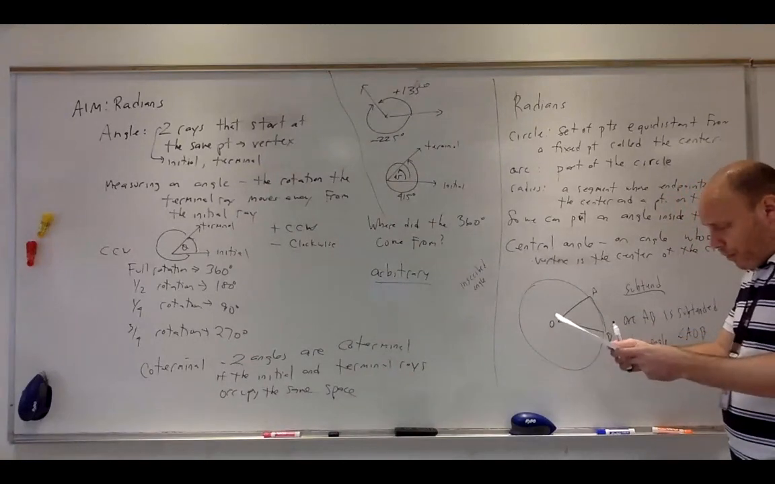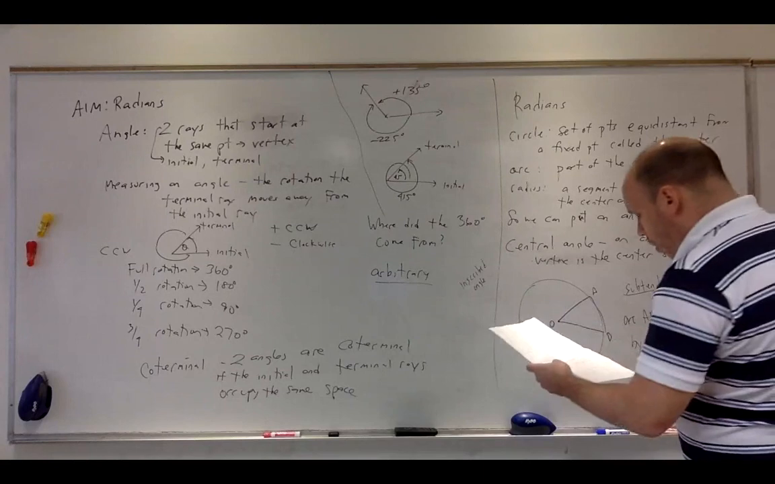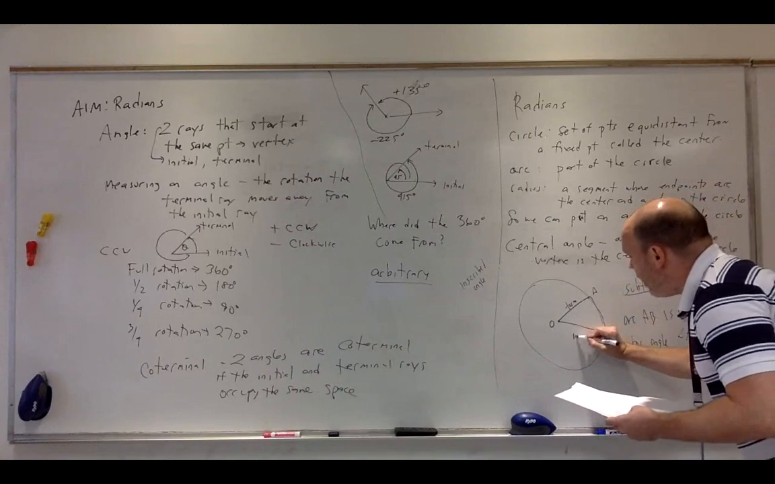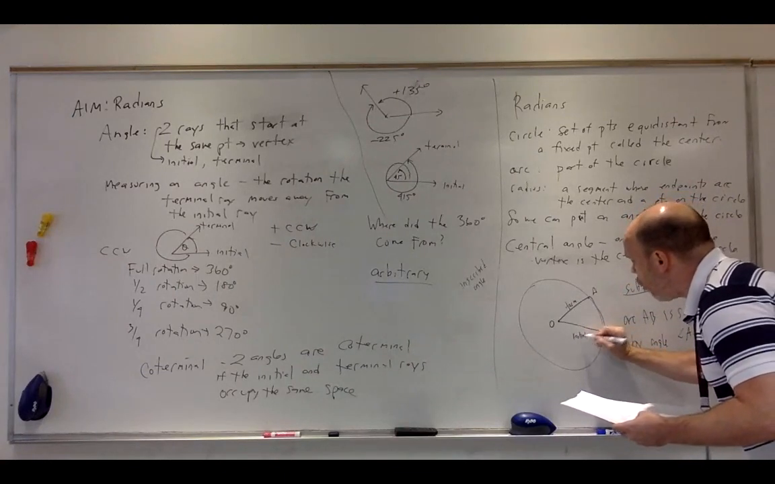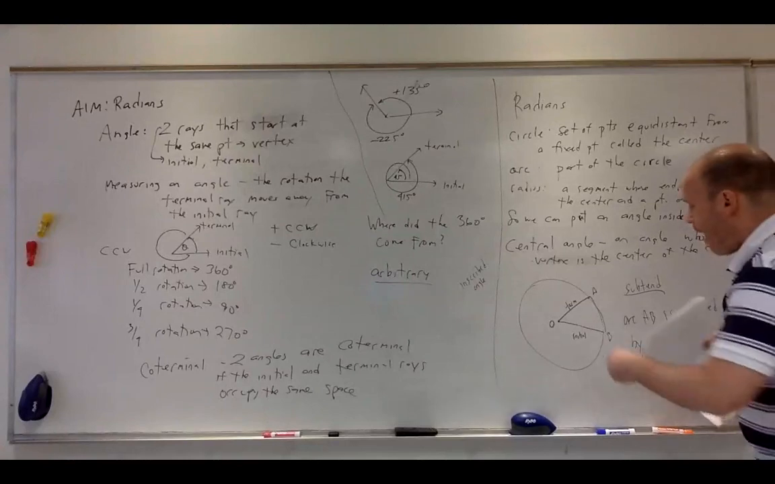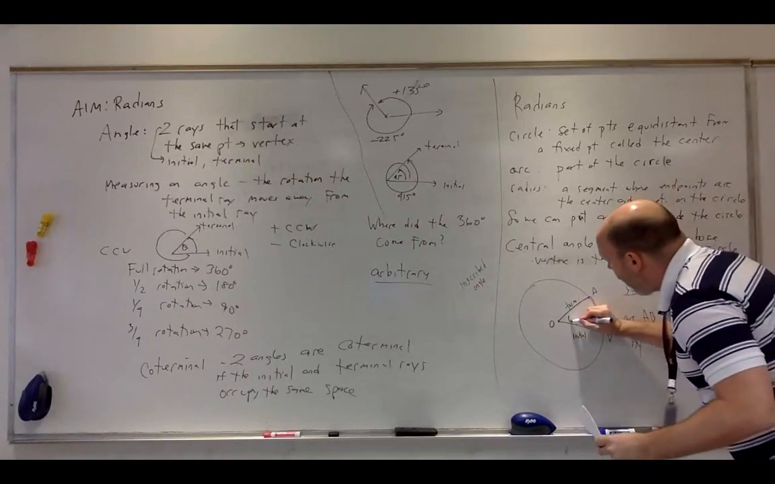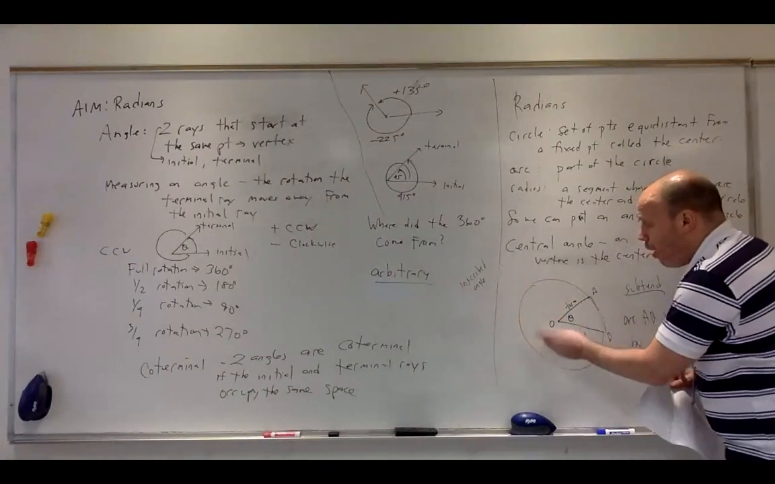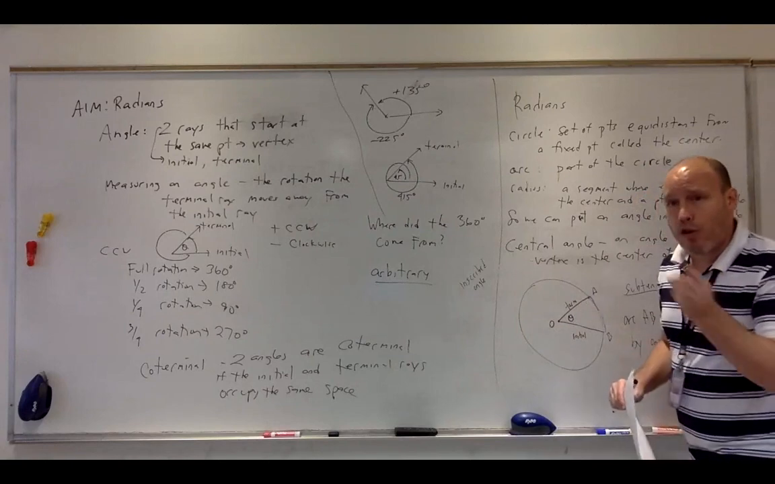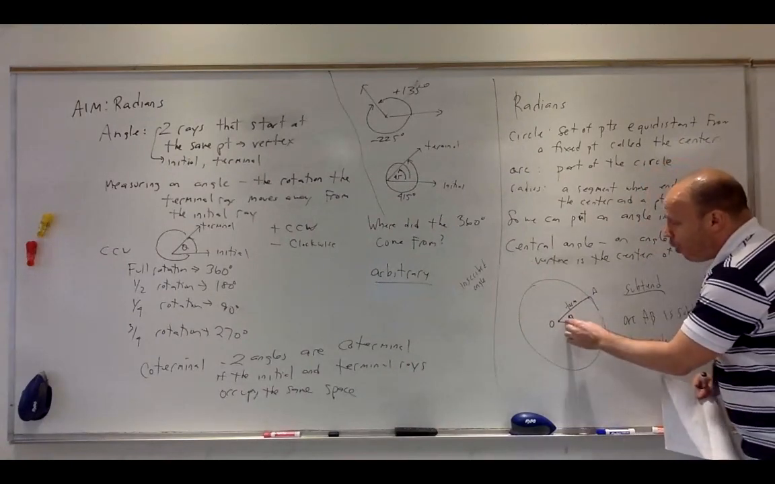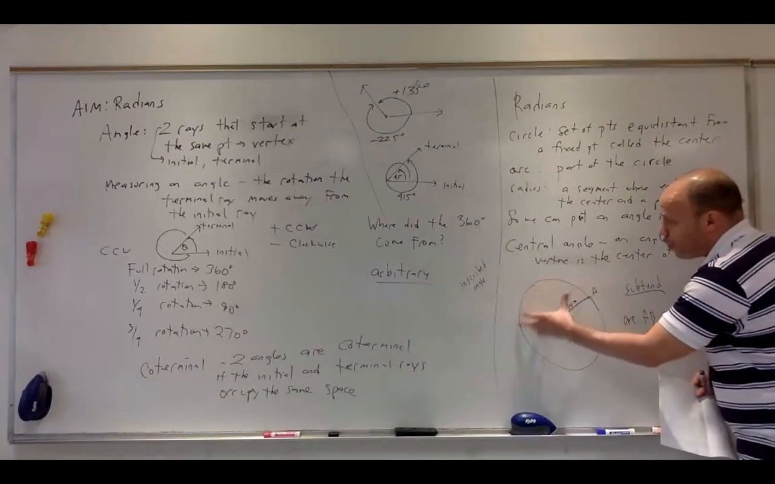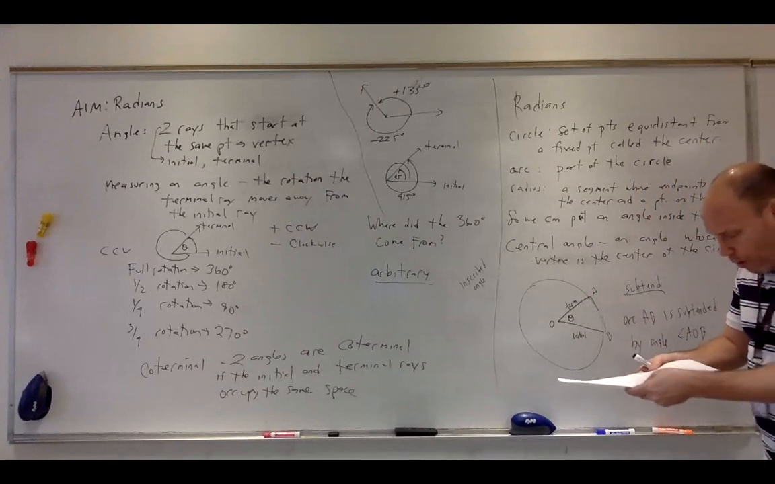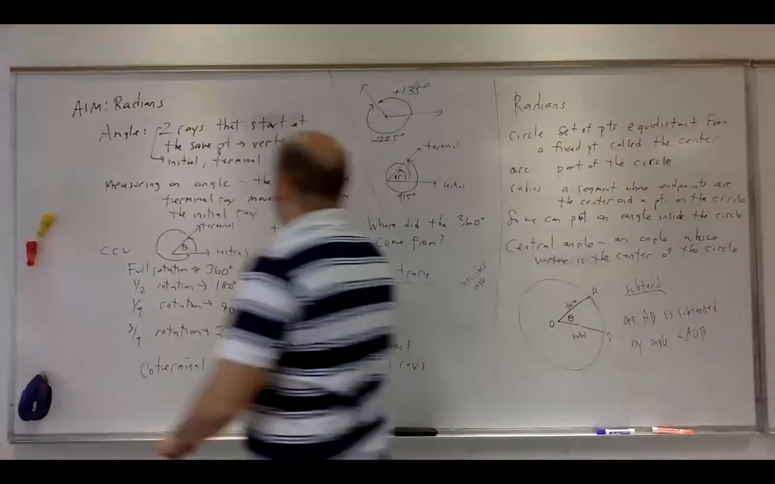Now, we know that this is the terminal ray, and this is the initial ray, and the angle is right here. What we're going to see is that as the terminal ray moves around the circle, there seems to be a one-to-one correspondence between the angle measurement and the circumference, or the measurement of the arc. There's a relationship, okay?